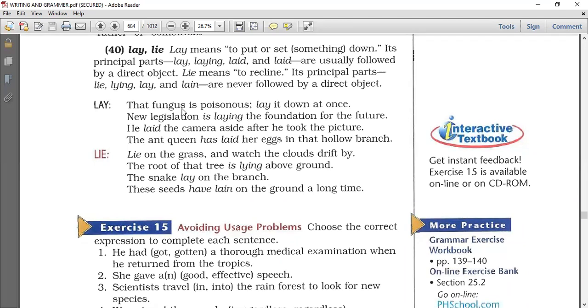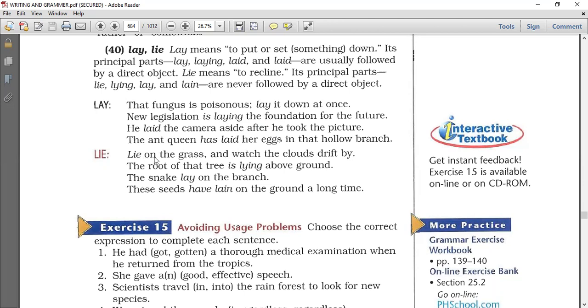Here, that fungus is poisonous. Lay it down at once. Put it down at once. New legislation is laying the foundation. Laying, putting, or setting the foundation for the future. He laid the camera. The ant queen has laid her eggs. In these four examples, we have an object after the verb lay.